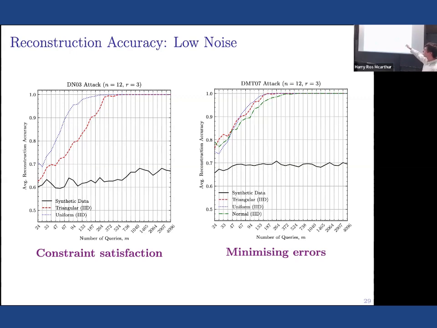In comparison, you've got this black line, which is the method that we're proposing, the synthetic data approach. As you can see, the average reconstruction accuracy is a lot lower. I guess this is quite insightful because no one's done a comparison like this before where you can really quantify the difference that these two methods have.